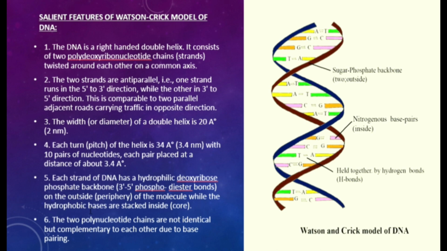So the two polynucleotide chains are not identical, but they are complementary to each other due to the base pairing. This we already saw in Chargaff's rule, that A and T bind together and G and C bind together. So they cannot be identical. That is, if one strand contains A, the other strand must always contain T. So this is the rule. No strand can contain only A or G or C or T. That is not possible.